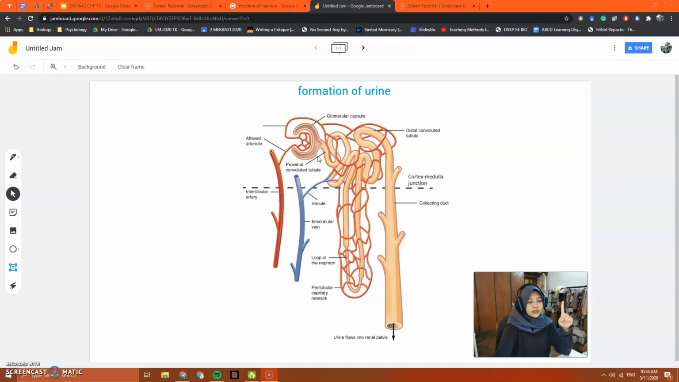Okay, so this is the first step right here. During this first step, it will create something called the glomerular filtrate. Okay, and it will contain everything except the red blood cells, the platelets, and the plasma proteins, because they are too big to pass through into the Bowman's capsule. So everything inside the Bowman's capsule, which is the filtrate, will have things like ions, glucose, or water, all these extra things.